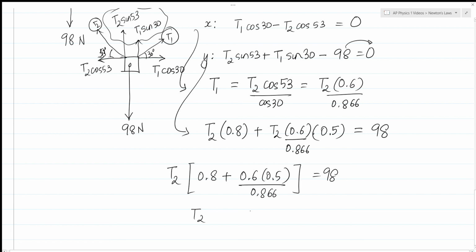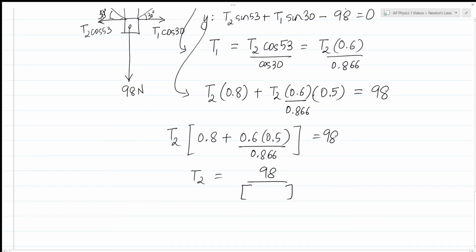I'm quite certain that you can all finish this problem and get the answer. By the way, once you get T2, you can substitute back into one of the equations and find T1. Make sure that you understand this problem, because once you get this, basically all equilibrium problems are some variation of what you've just done in this one.